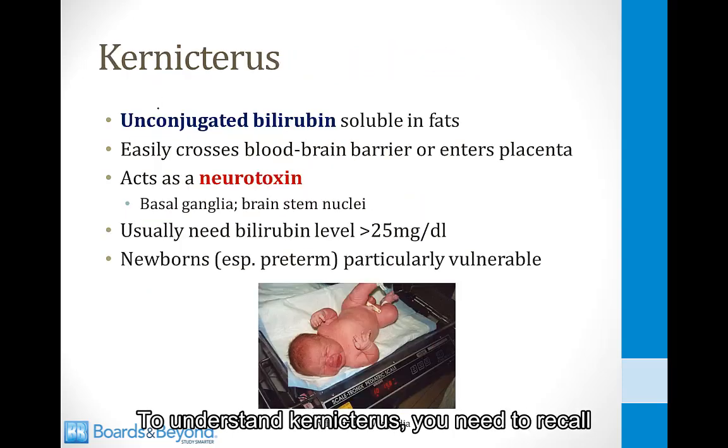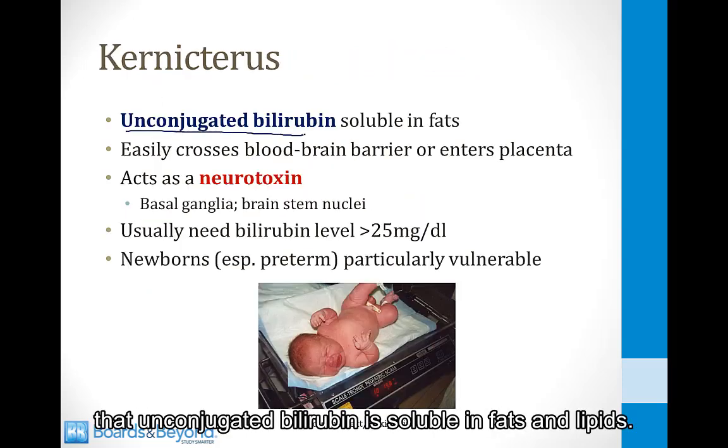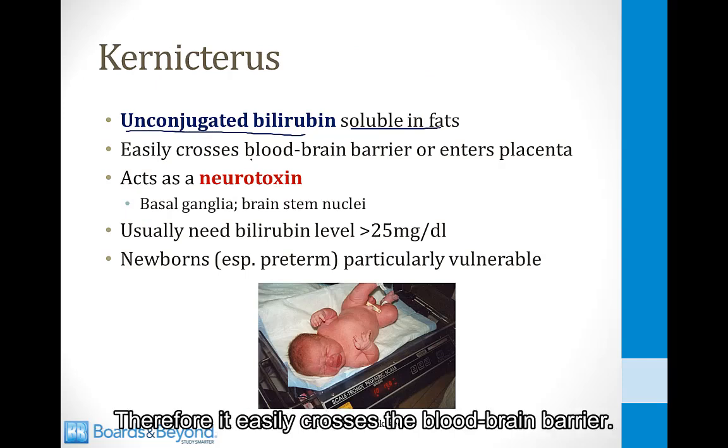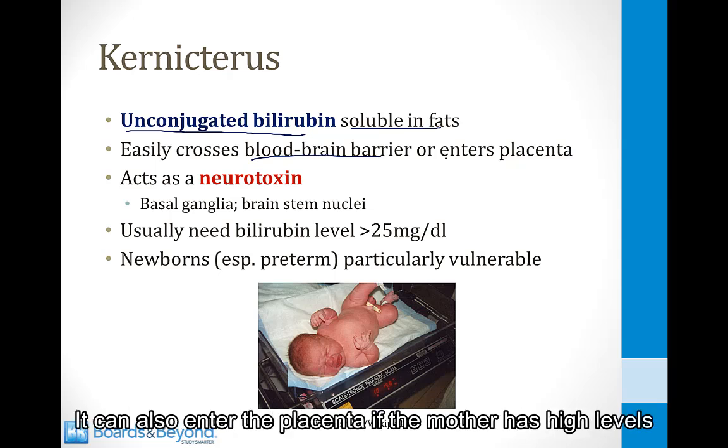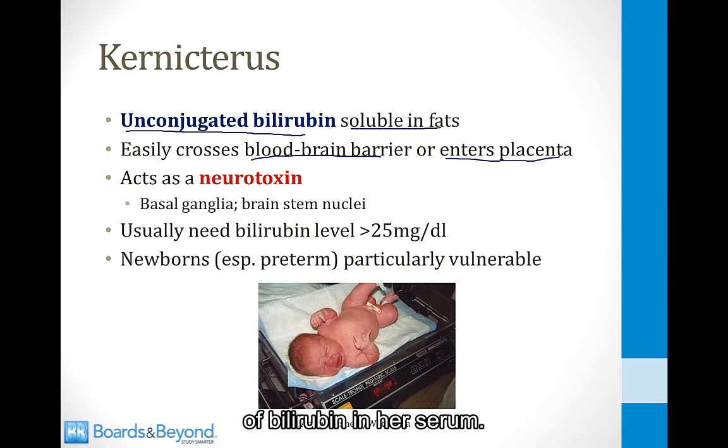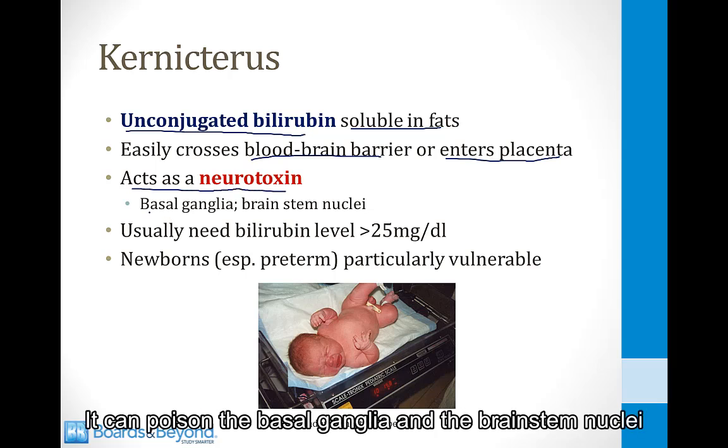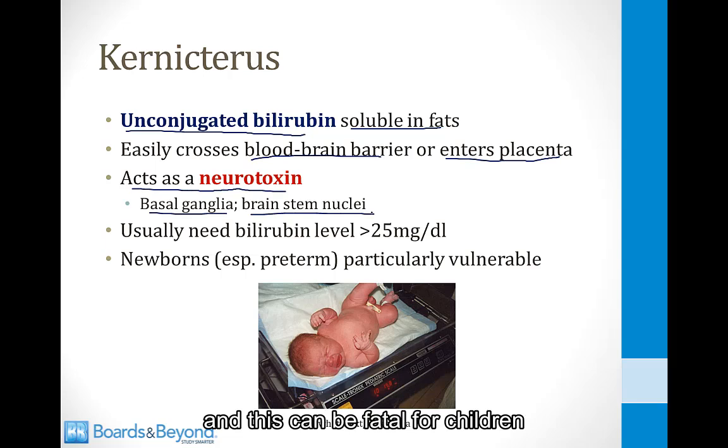To understand kernicterus, you need to recall that unconjugated bilirubin is soluble in fats and lipids. Therefore, it easily crosses the blood-brain barrier. It can also enter the placenta if the mother has high levels of bilirubin in her serum. This means that unconjugated bilirubin can act as a neurotoxin. It can poison the basal ganglia and the brainstem nuclei, and this can be fatal for children with high bilirubin levels. You usually need a very high bilirubin level to develop kernicterus.